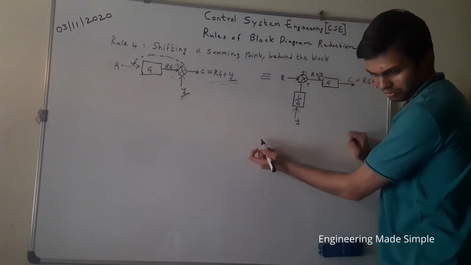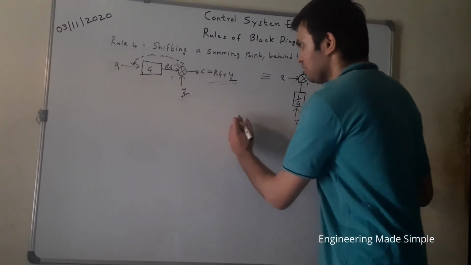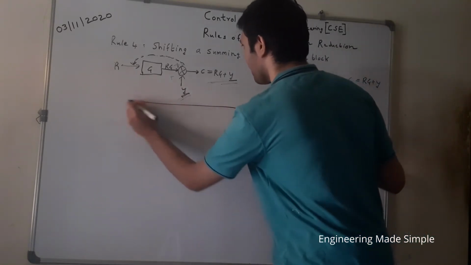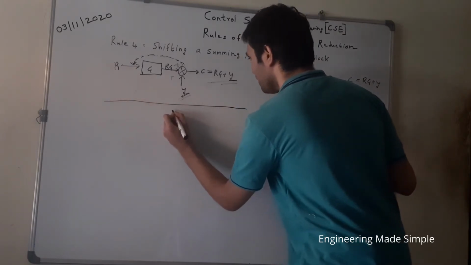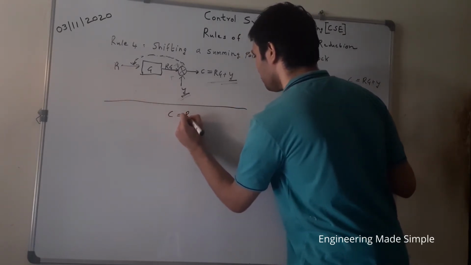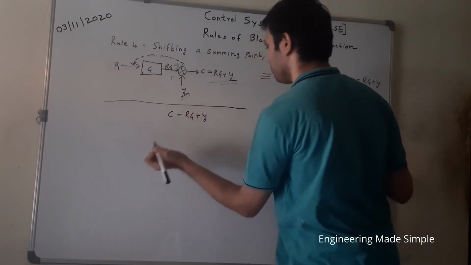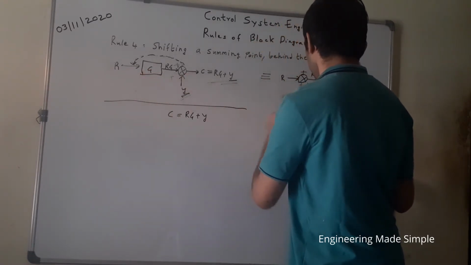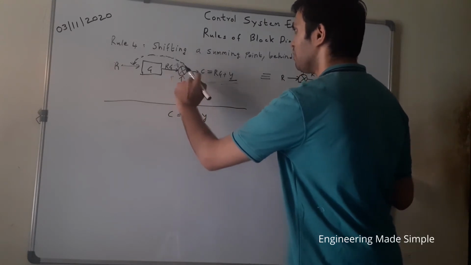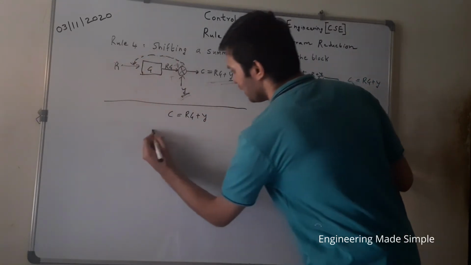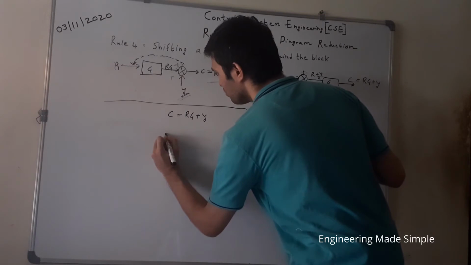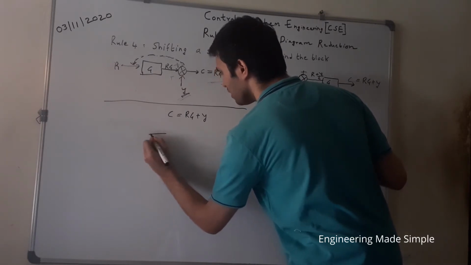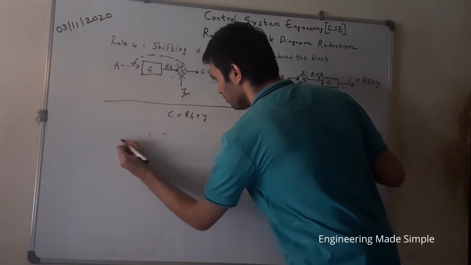I will show you. From our original block diagram, which is this one, what is at the output? C is equal to Rg plus Y. This is pretty much clear. Now what do we want? What are we interested in doing? We were interested in moving the summing junction behind. Now for that, when we move this summing junction behind over here.